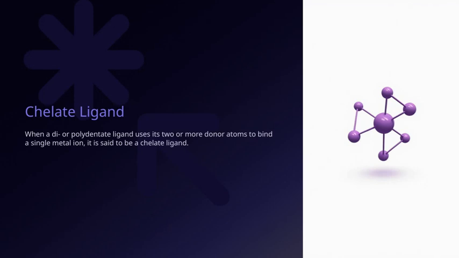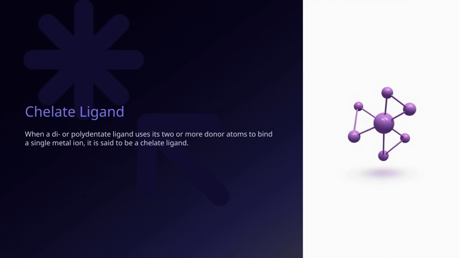All right, let's talk about chelate ligands. When a ligand, whether it's bidentate or polydentate, uses two or more of its donor atoms to bind to a single metal ion, we call that a chelate ligand. Essentially, it's like the ligand is holding onto the metal ion with multiple arms, creating a more stable complex. This concept is really important because chelation often increases the stability of the overall complex, which has significant implications in areas like biochemistry and industrial processes.